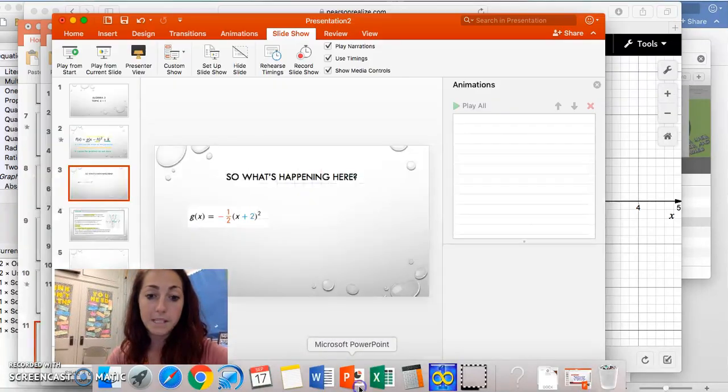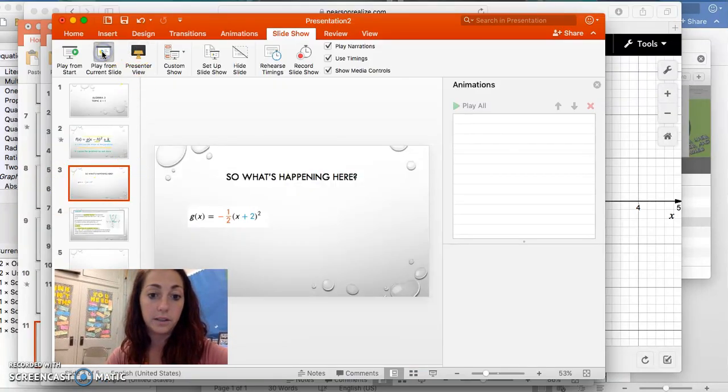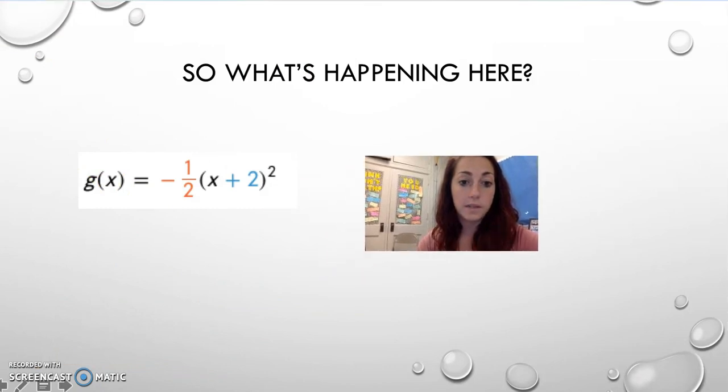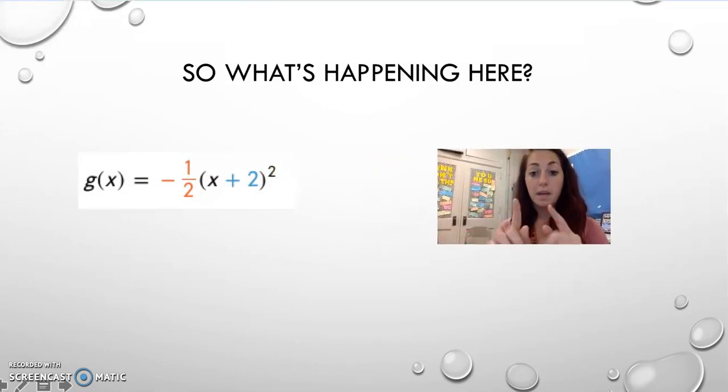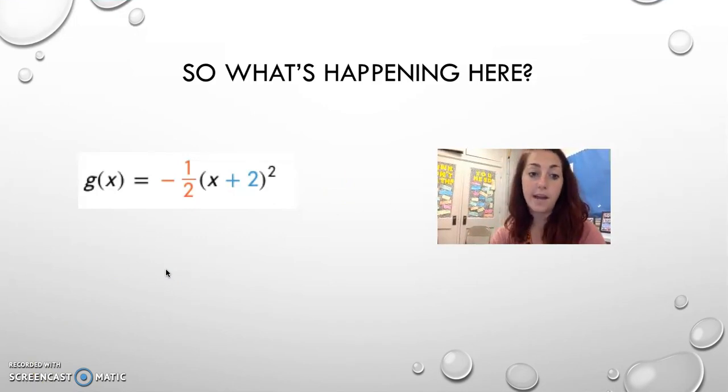So back to the PowerPoint, what's happening here? This negative turned it upside down. The half was a compression, it made it wider. That plus 2 moved it to the left 2. And then nothing outside, it's not up or down at all. It doesn't move it up or down. Okay, so write all those facts down.